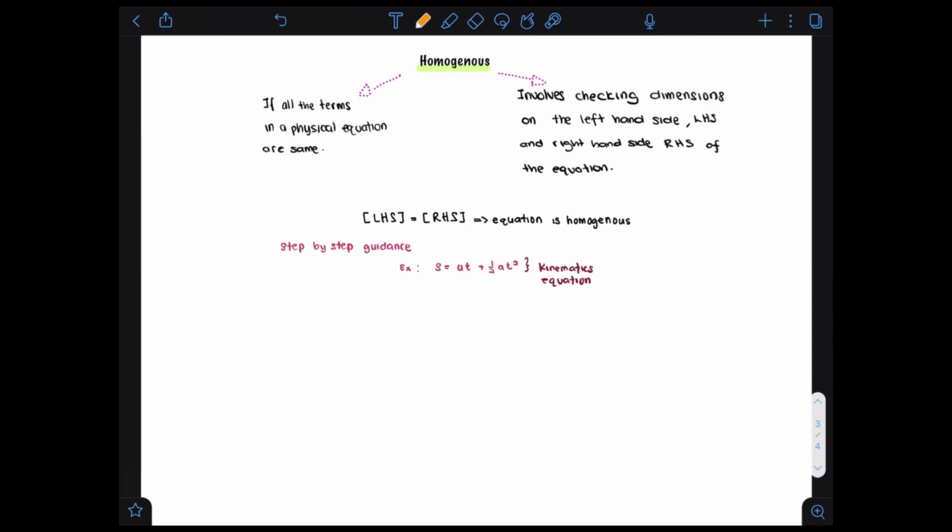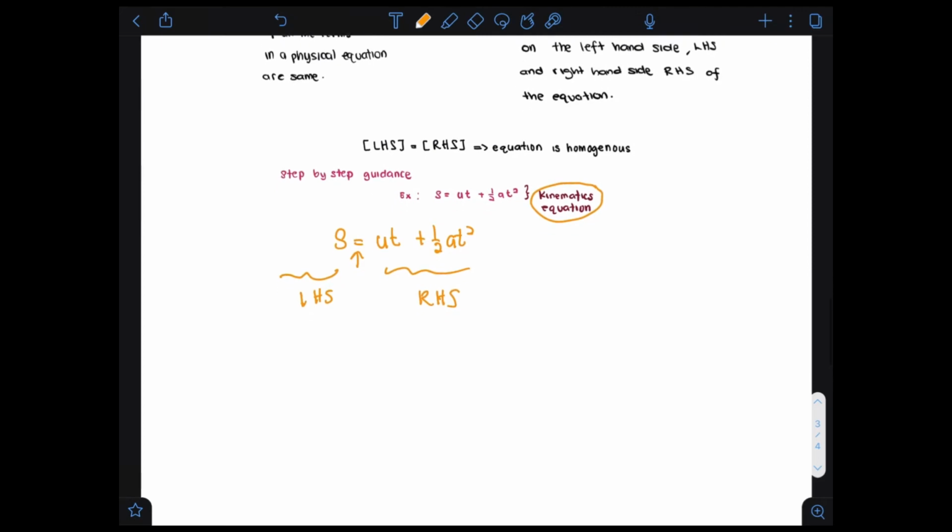Okay, let's say you have an example of equation S is equals to UT plus half AT square. This is a kinematic equation. Okay, ini adalah equation yang kita akan jumpa dekat chapter 2, kinematic equation. So you have S is equals to UT plus half AT square. Alright, as you can see, kita ada equal dekat sini, and this part here kita panggil left hand side of an equation, and this part here kita panggil right hand side of an equation.